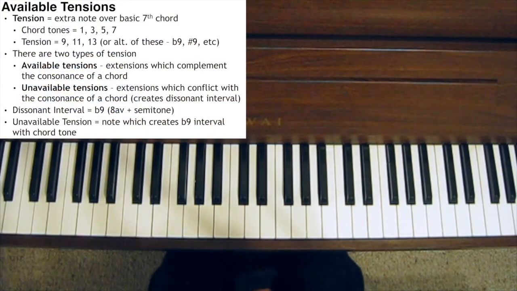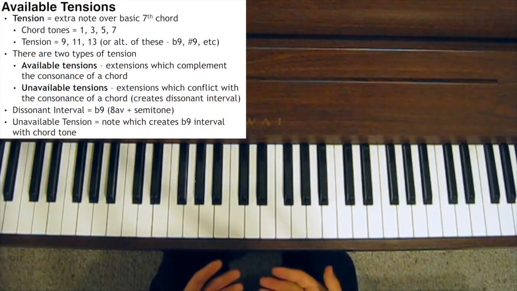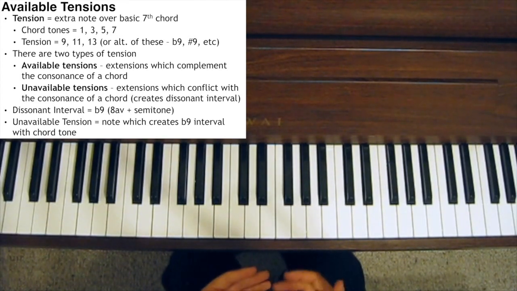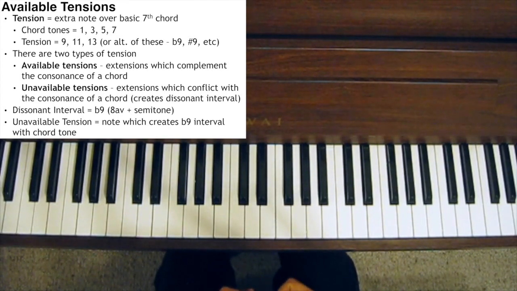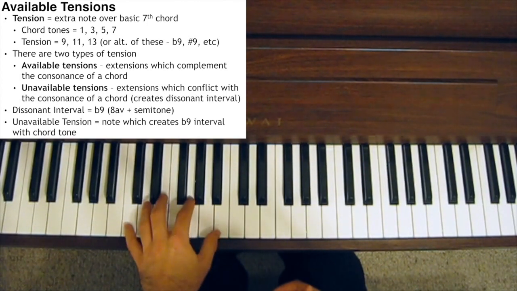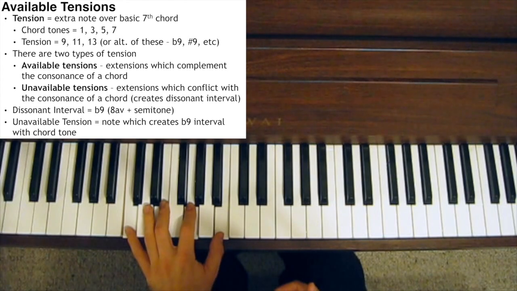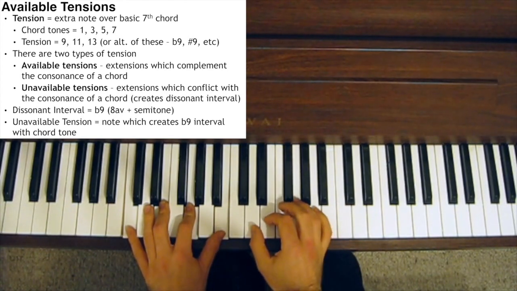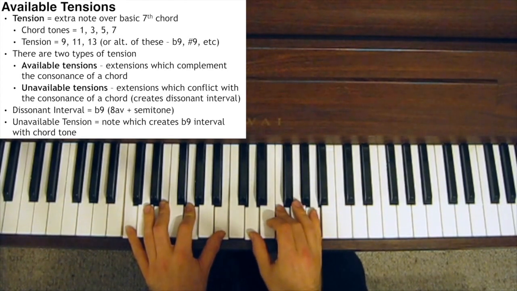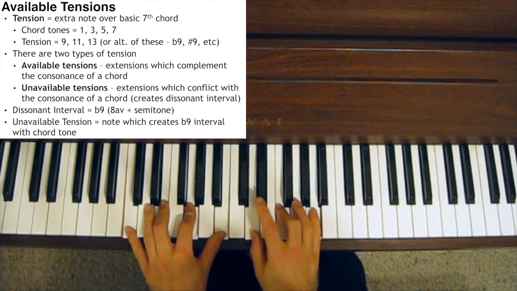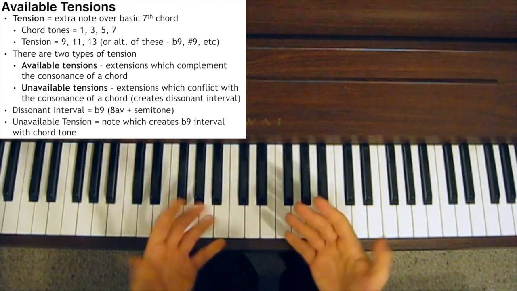Guys, this lesson is going to be about available tensions. Now, a tension is just an extra note that you can add to your basic seventh chord. So it's really just an extension of the seventh chord. If your chord tones are the 1, 3, 5, and 7, then your tensions are the 9, 11, and 13, or alterations of these, so a flat 9 or a sharp 9 or so on.